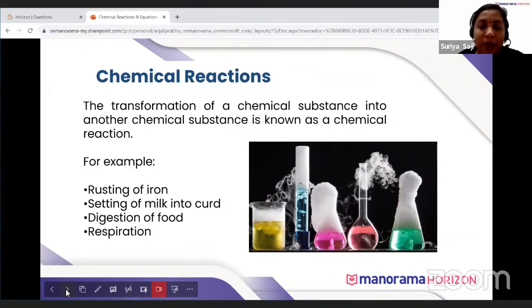We will see some examples. Rusting of iron is a chemical reaction. Then settling of milk into curd. We usually see this reaction at home, right? We set milk to become curd at home. Also digestion of food is another chemical reaction that takes place in the human body, and not only in the human body, in animals also. And respiration is another chemical reaction. These are some examples of chemical reactions.